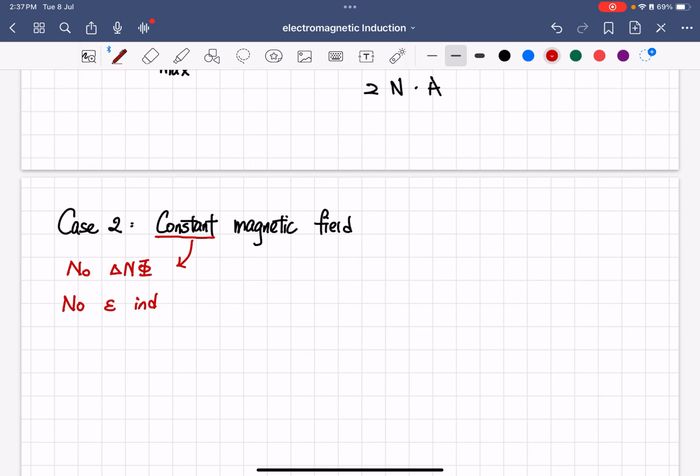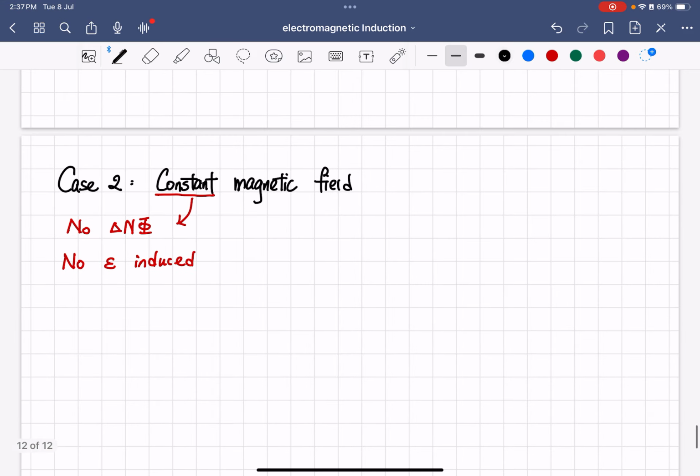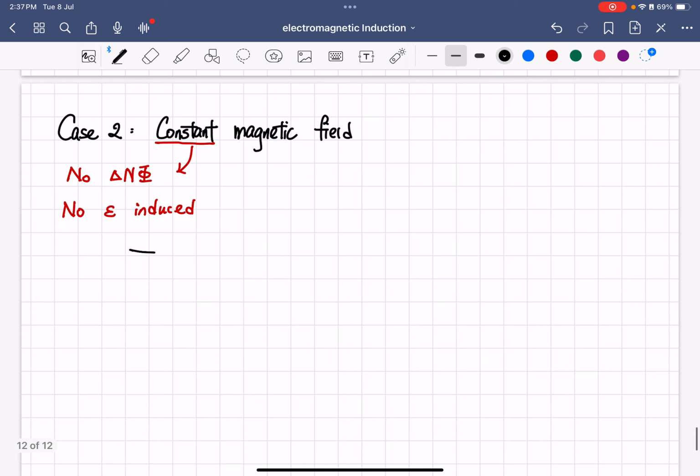Then how can we induce any EMF to get some data from the CRO? It turns out that it cannot. So therefore, usually what we do for the constant magnetic field, we'll do the following. Let's say you have a constant magnetic field here, and I'm trying to find how strong this magnetic field is.